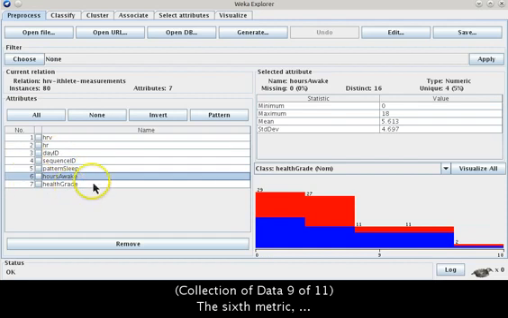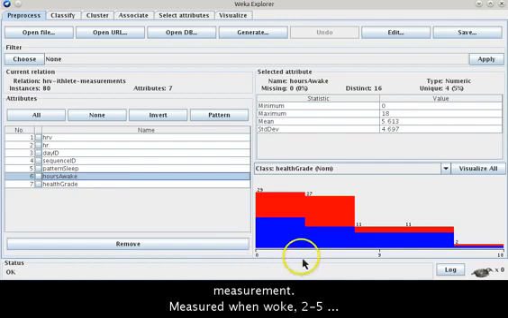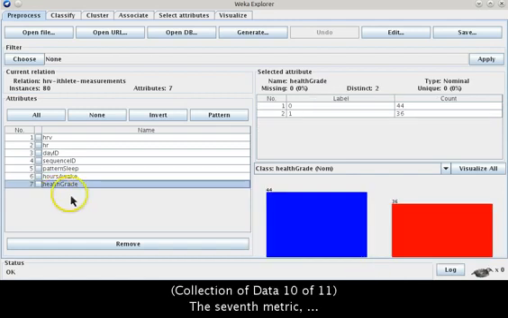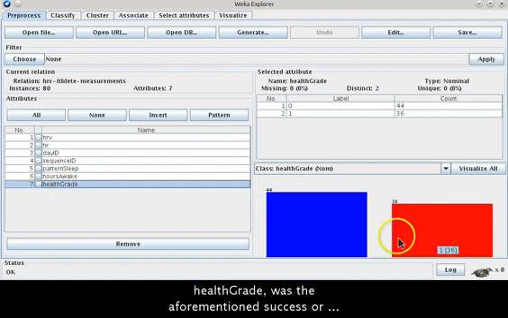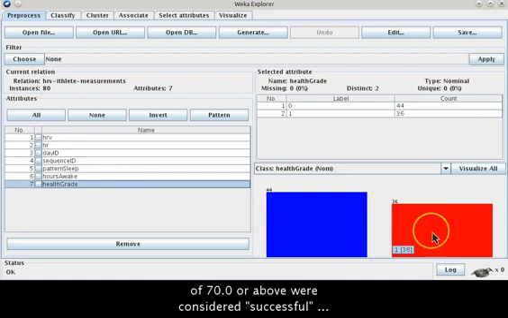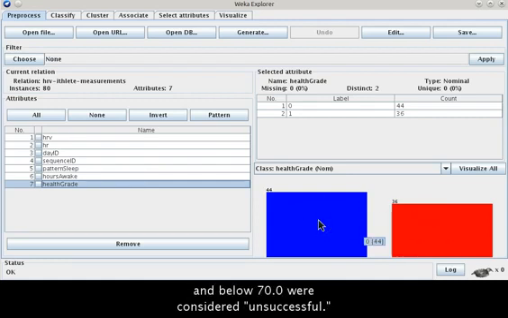The sixth metric, hours awake, was hours awake at time of measurement. I measured when I woke up, 2 to 5 hours after that, 2 to 5 hours after that, and 2 or more hours after that before I went to sleep. And the seventh metric, health grade, was the aforementioned success or failure grade. Measurements with heart rate variability of 70.0 or above were considered successful, and below 70.0 were considered unsuccessful.